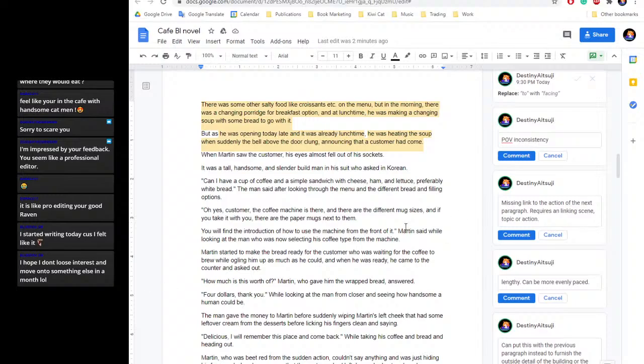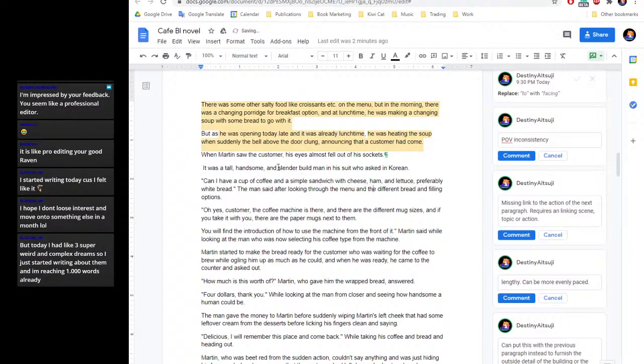Okay, where am I? Right, so when Martin saw the customer, his eyes almost fell out of the socket. So this is his reaction after seeing the customer, right? So it's more amusing that way. And then he sees the customer and he's like, Doki Doki moment. His eyes almost fell out of his socket. And over here, for some reason, I don't know why, this sounds like Slenderman. It sounds like semi-horror.